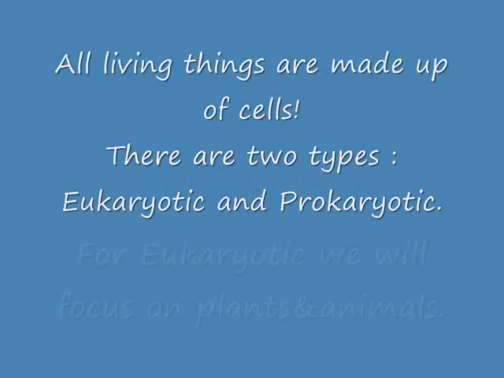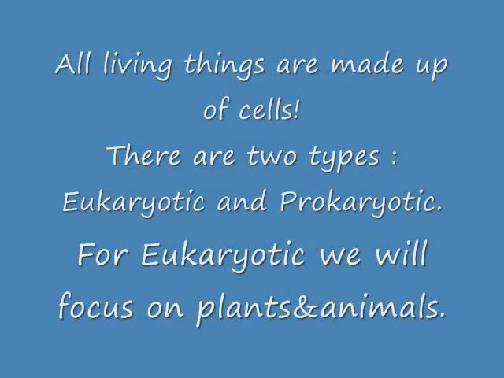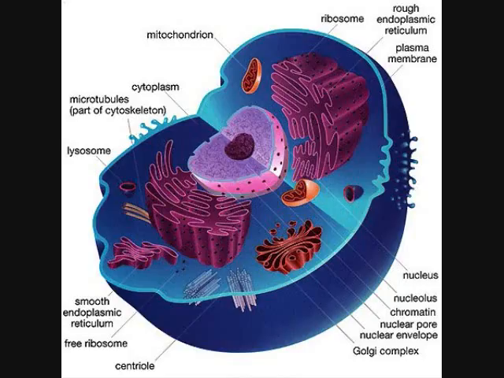All living things are made up of cells. There are two types, eukaryotic and prokaryotic. For eukaryotic cells, you'll be focusing on animal and plant cells. The first cell you see here is an animal cell, which is a form of a eukaryotic cell that makes up many tissues in the animals.